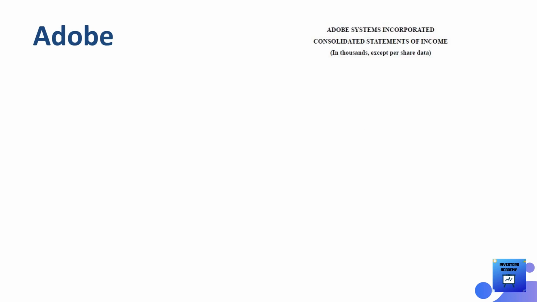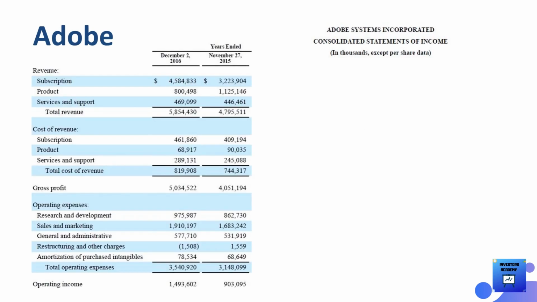Adobe's financial year ended on December 2nd, 2016. In 12 months, they generated revenue of $5.9 billion from 3 types of revenue streams: subscriptions, product sales, and services and support. Subscriptions were 50% of revenue in 2014 and have now grown to 78% of revenue in 2016 as the company transitions to the SaaS model. Gross margin is $5 billion, or a stunning 86% of revenue. Every incremental dollar of revenue generates a lot of extra margin.